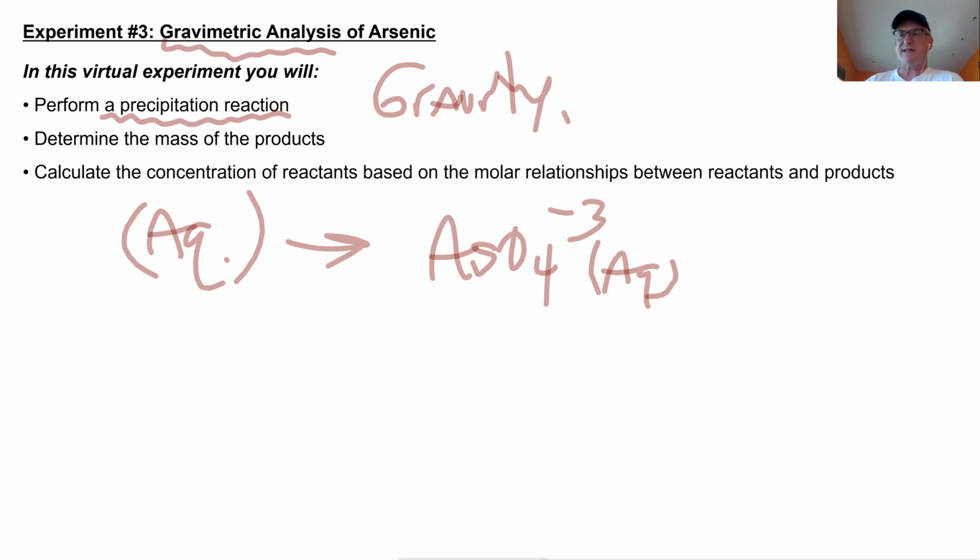What's the reaction that takes place that causes this to precipitate? Silver ion with arsenate to precipitate silver arsenate. That's the key. It isn't silver that interacts with arsenate to precipitate. It's silver ion. That's the key to the whole thing. It's an ionic reaction. You have ions interacting with other ions, forming an ionic compound that is no longer soluble.